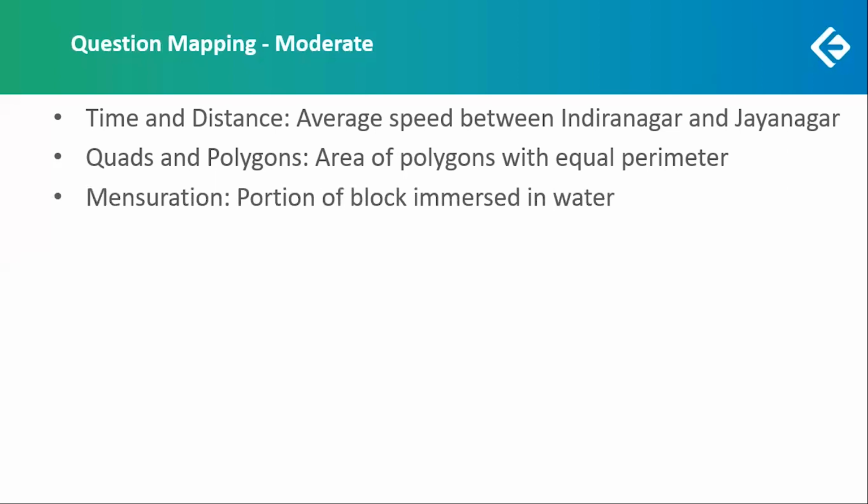A question on mensuration was given where a portion of a block was immersed in water contained in a cylinder, and we had to find out what portion of the block was immersed in the water. So here we had to find the ratio of the water that is displaced to the volume of the block. Water displaced divided by the volume of the block will give you the portion of the block which is immersed in the water.